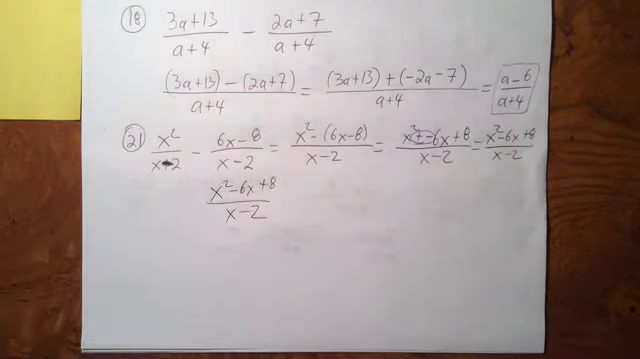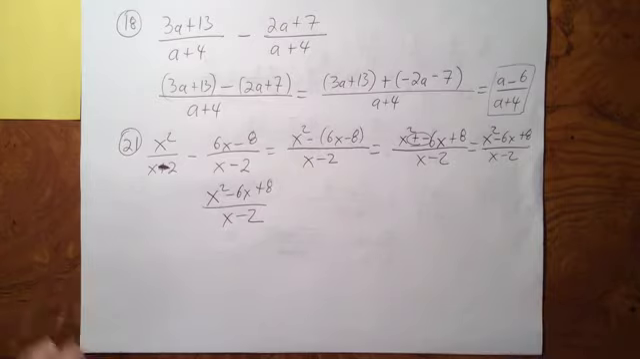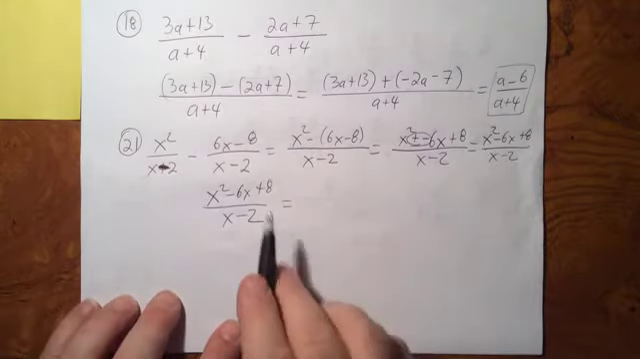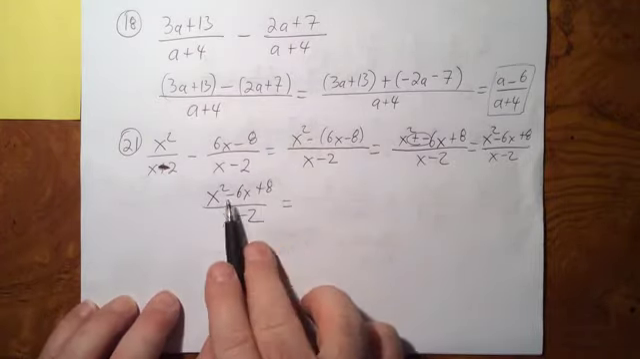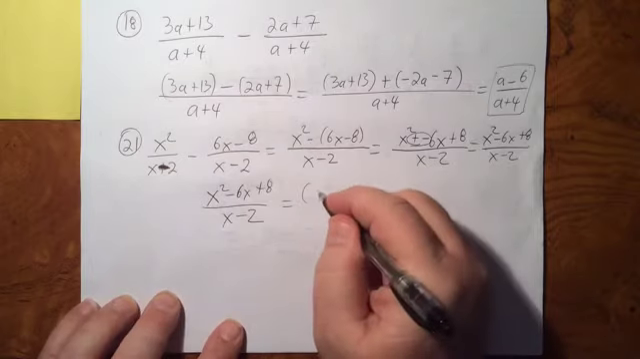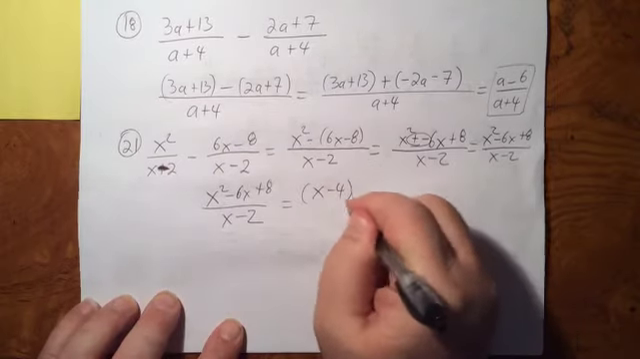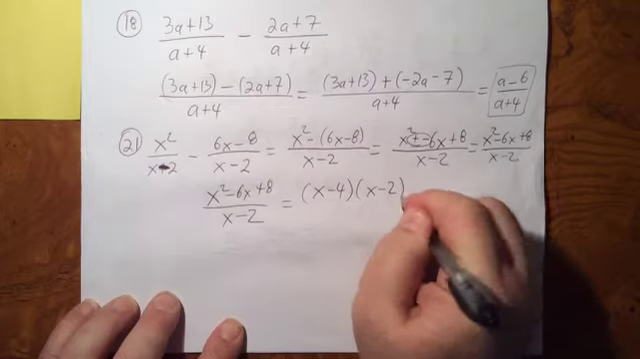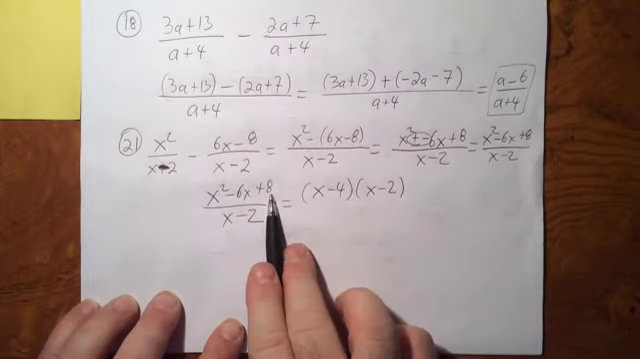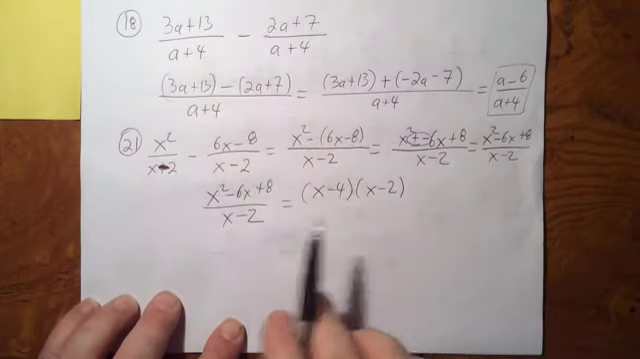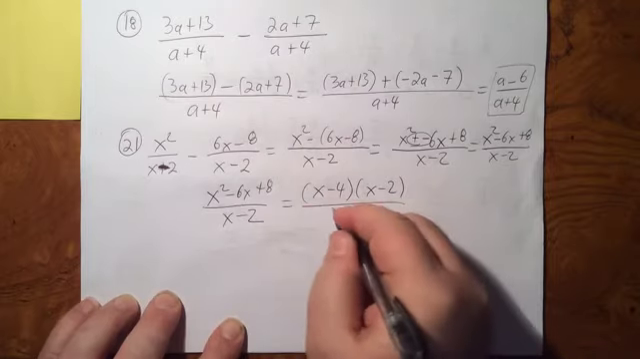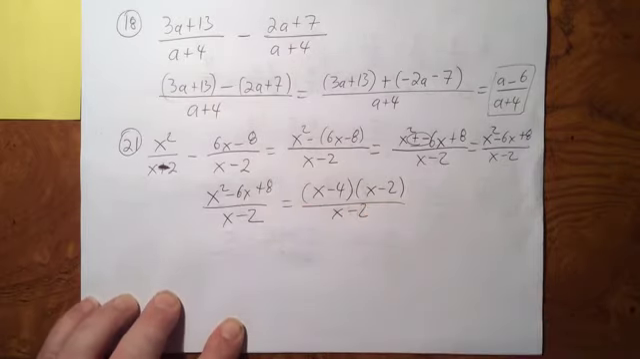Because we have a trinomial, that trinomial will need to be factored into two binomials, which, since I have a product of 8 and a sum of negative 6, my two factors are going to have to be x minus 4 times x minus 2. Negative 4 times negative 2 gives me positive 8. Negative 4 plus negative 2 gives me negative 6. That's going to be over x minus 2.